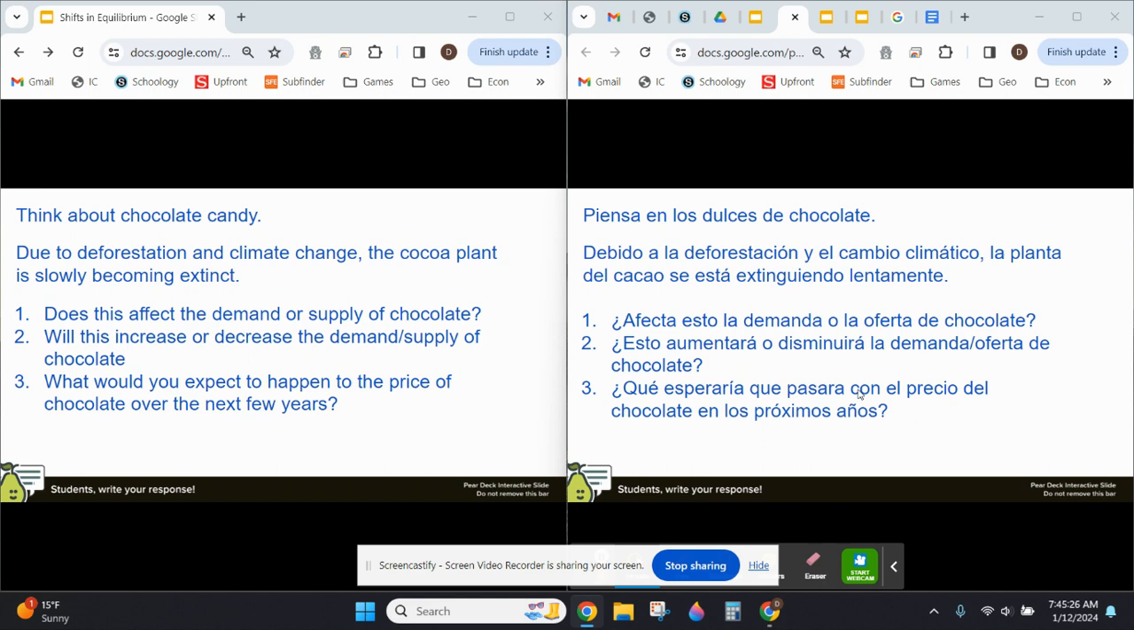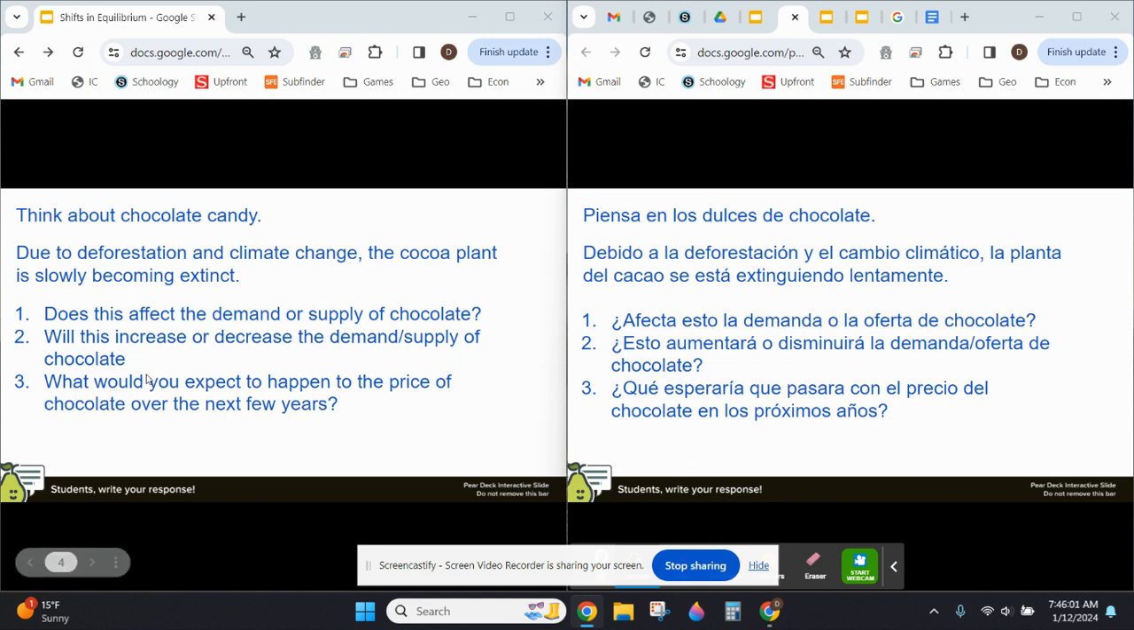So we're going to practice some of these on Pear Deck. First, I want you thinking about chocolate candy, right? And the cocoa plant, where chocolate comes from, is struggling with deforestation and climate change. It might go extinct. So I want you to think, does this climate change affect the supply or demand for chocolate? Then do you think this will increase or decrease the demand or supply for chocolate? And what would you expect to happen to the price of chocolate over the next few years? You can pause the video.